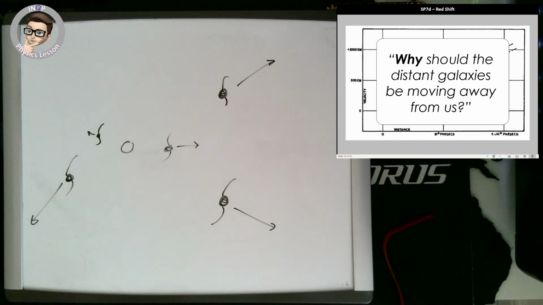Well, we're going to explore that in more depth in the next lesson, where we're going to have a look at the Big Bang Theory, and we're going to consider what's going on with that, and what the evidence is to go with it.